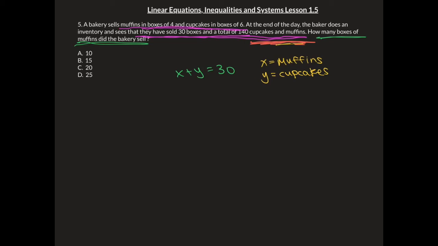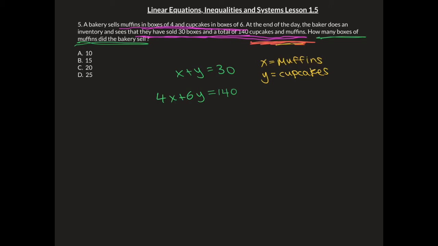So 140 cupcakes and muffins, that's telling us that we're going to add together to equal 140. So equals 140. And that means x is muffins. And how many muffins are in each box? 4x. So that means how many muffins are going to be there. And x is the number of boxes, muffin boxes. So plus, and now we have y, which is cupcakes. And how many cupcakes per box? 6. Plus 6y is equal to 140. And now that we've got our system of equations, we can go ahead and solve normally.